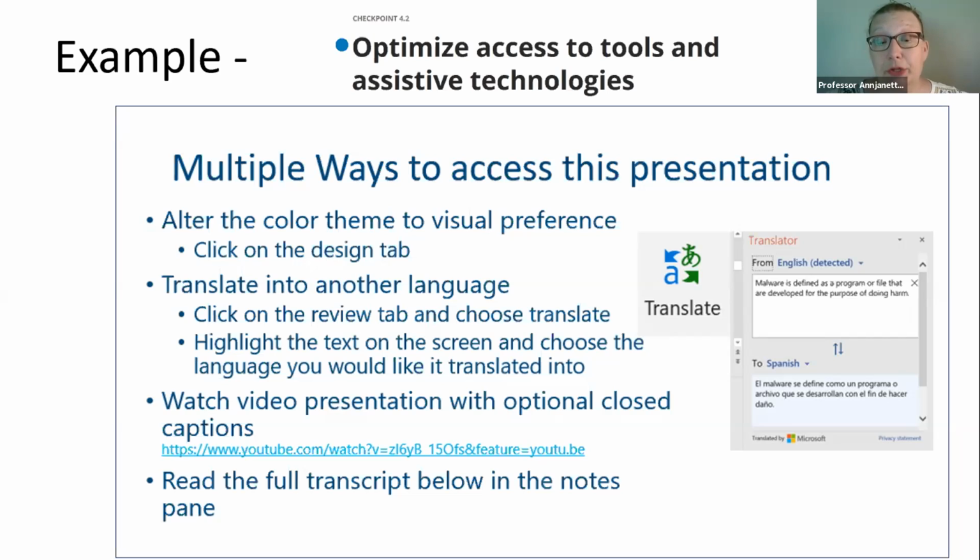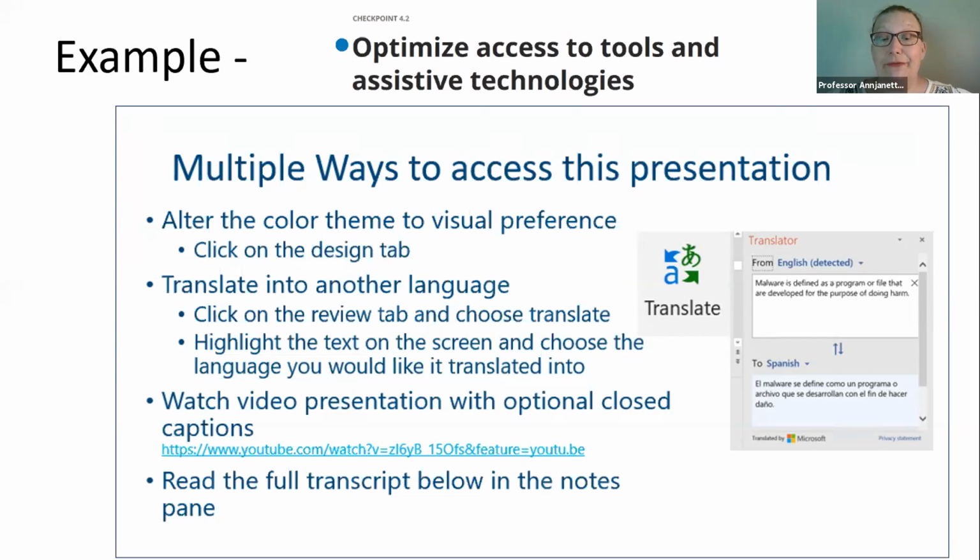I also included a translate option in case students would better understand if it was in a native language. I provided a link to a YouTube video with closed captions and provided the full transcript for those who would like to read the presentation instead of listen to it. All of these options allow students to interact with alternate accessible materials and tools by having a slide that explains the options on how to use the accessibility features in Office.